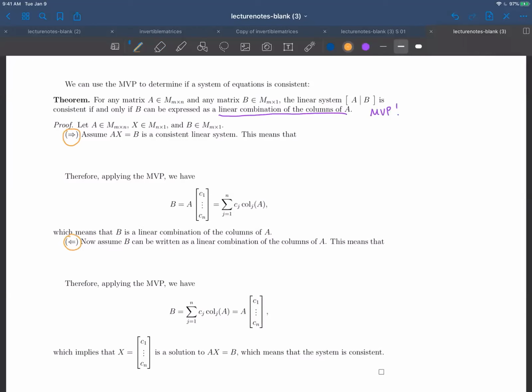And as a reminder, we'll talk more about that when we talk about formal logic next week. So let's start by assuming that AX equals B is a consistent linear system. And that means, this is a reminder, that there is at least one solution.